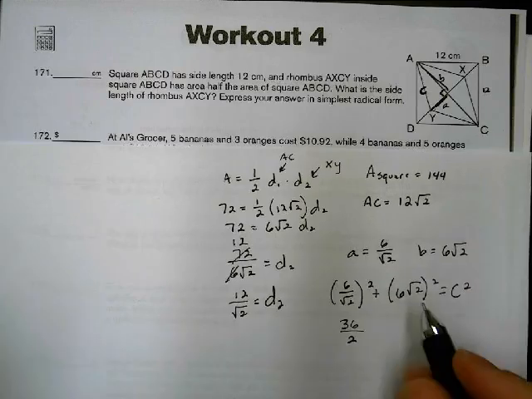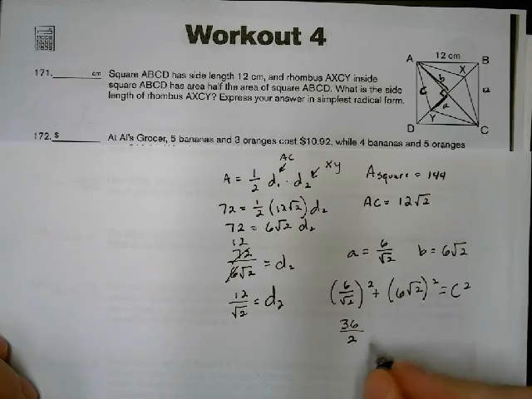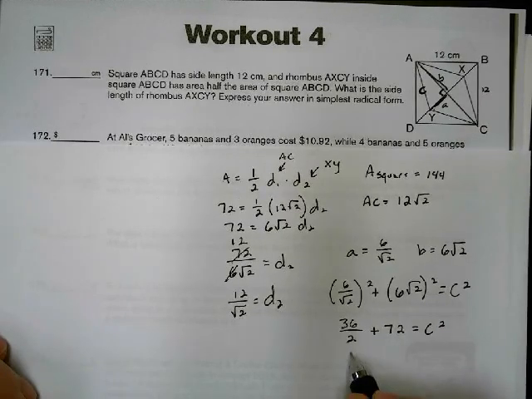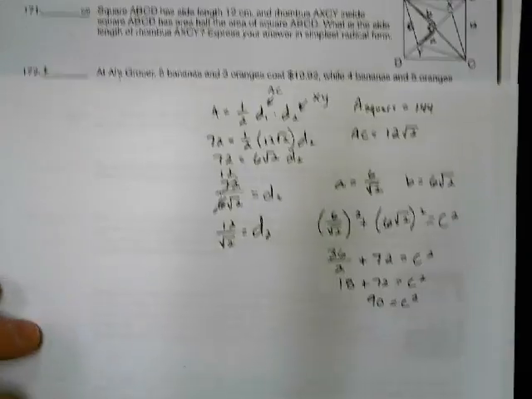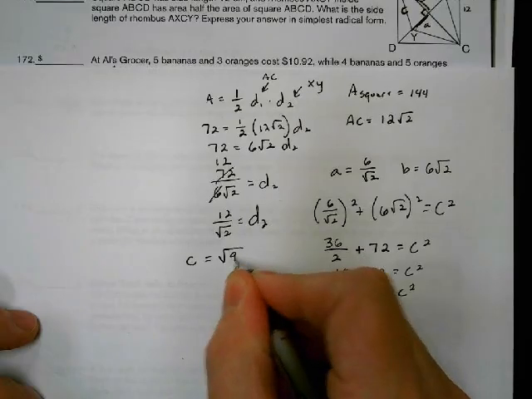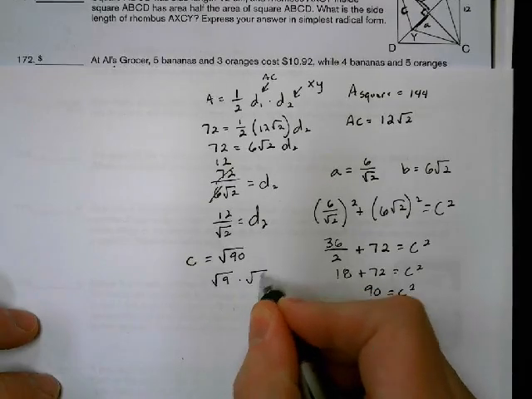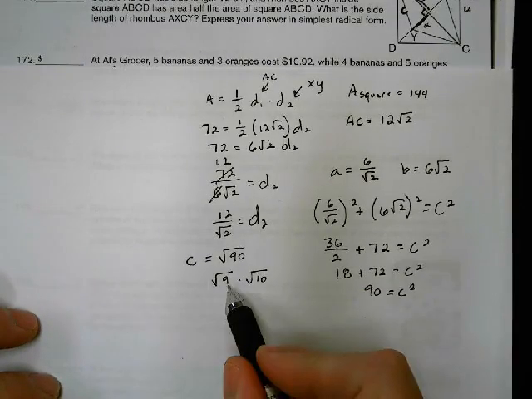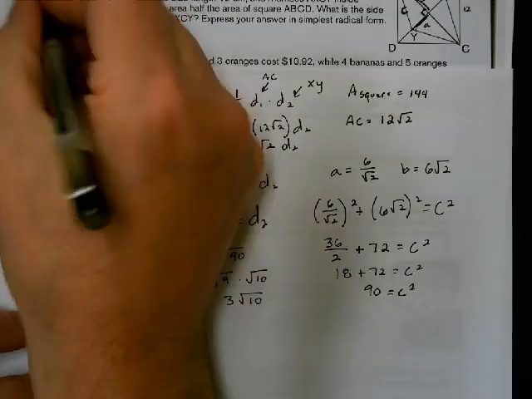So I get 36 over 2, that's 18. And then 6 squared is 36. Root 2 squared is 2. 36 times 2 is 72. So I get 90. Now that's what the side squared is. So what I'm looking for is the square root of 90, but it wants it in simplest radical form. Root 90 is the perfect square of 9 times the non-perfect square of 10. And so we would get an answer of 3 square root of 10. There's our answer, 3 root 10.